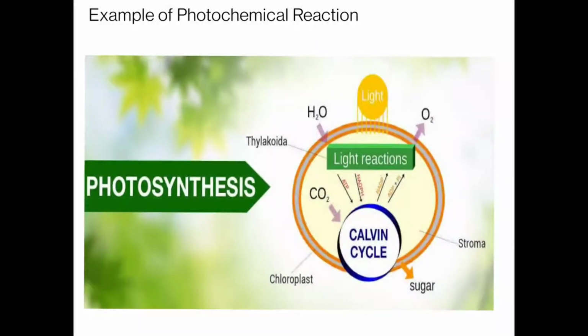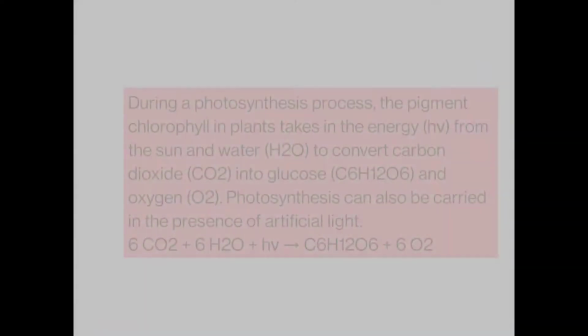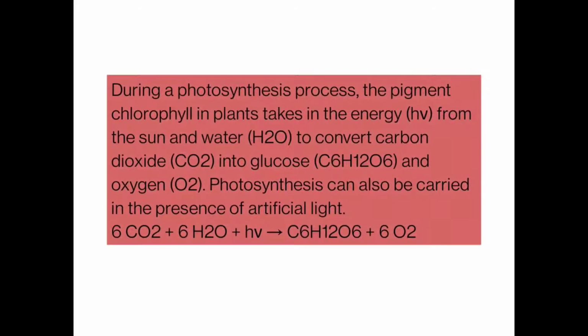Now we can see an example of photochemical reaction. The example is photosynthesis. During the photosynthesis process, the pigment chlorophyll in plants takes in the energy from the sun and the water to convert carbon dioxide into glucose and oxygen. Photosynthesis can also be carried out in the presence of artificial light.